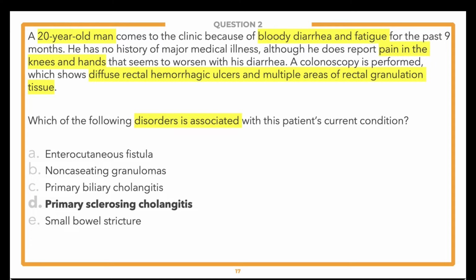But option A, B, and E are all associated with Crohn's disease, with the transmural inflammation, skipped lesions, and usually not diffuse rectal hemorrhage ulcers, which is seen in ulcerative colitis. Good job, guys, and hope you guys don't miss. If you guys got it wrong, next time, hopefully you guys get this one right.